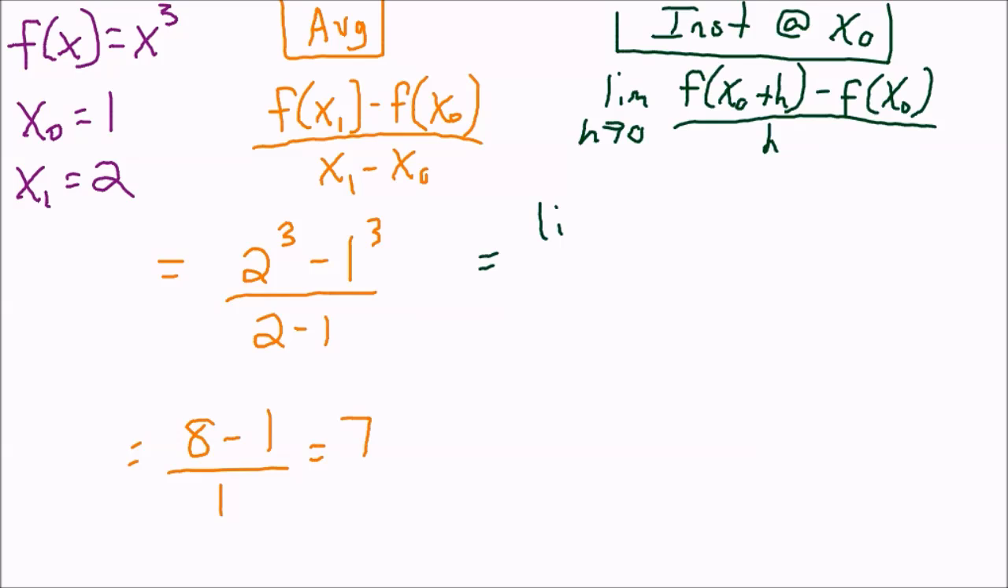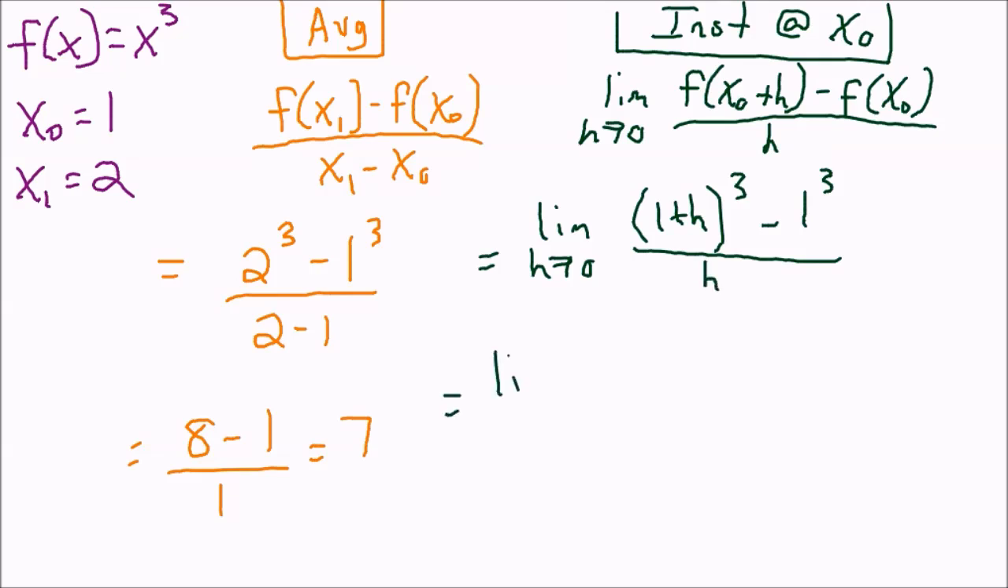Alright, so evaluating these functions, I know that x sub 0 is equal to 1, so I'm plugging a 1 plus h into my function. And that's going to get me a 1 plus h cubed. And then I'm plugging a 1 into my function, so I'm subtracting a 1 cubed. And that's all over h.